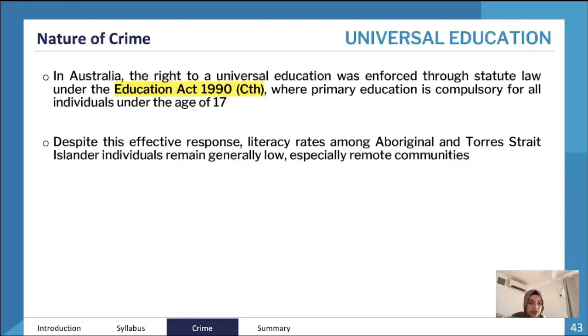Despite the effectiveness of this response, literacy rates amongst ATSI individuals, or Aboriginal and Torres Strait Islander individuals, remain generally low, especially amongst remote communities. So that can highlight an area of ineffectiveness within the system. Even though we have these concepts in place such as compulsory education, we still see that there are improvements that need to be made to allow more equitable access to the benefits of having compulsory education.